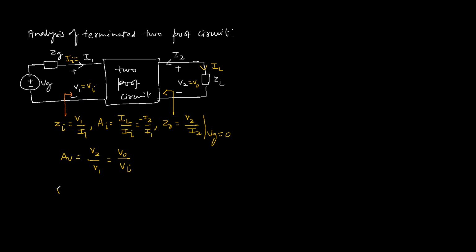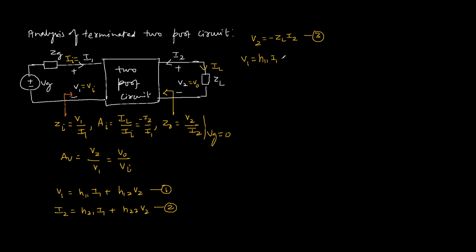The equations for H parameters are V1 equal to H11 I1 plus H12 V2. This is the first equation. The second equation is I2, which is H21 I1 plus H22 V2. So input impedance is basically the ratio of V1 to I1. So in the first equation, we will replace V2. From the output side, we can see this V2 is negative ZL I2. Now replacing this V2 from 3 to 1, V1 is H11 I1 plus H12 into negative ZL I2.